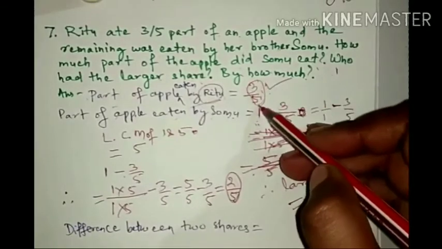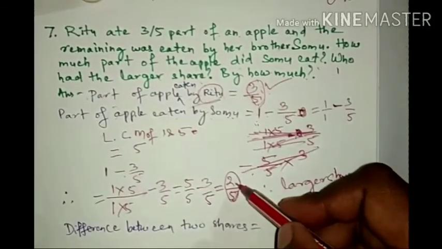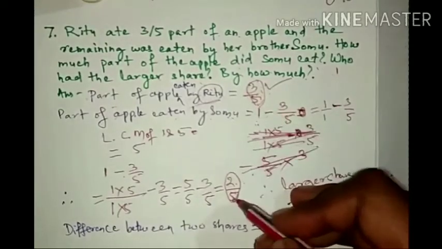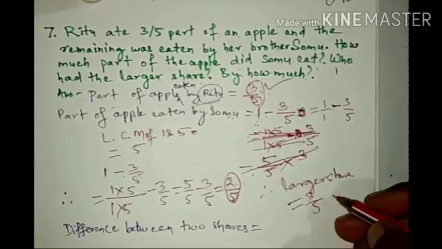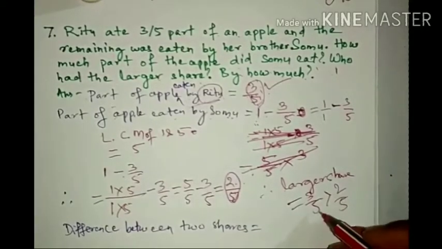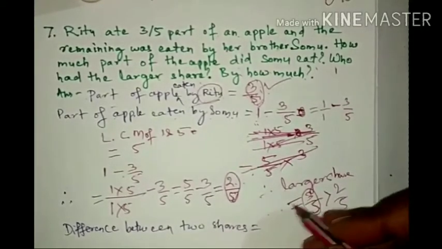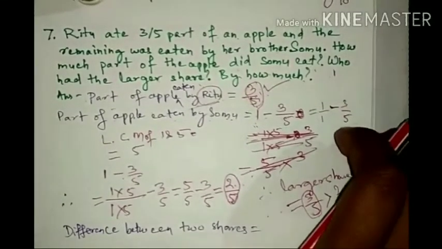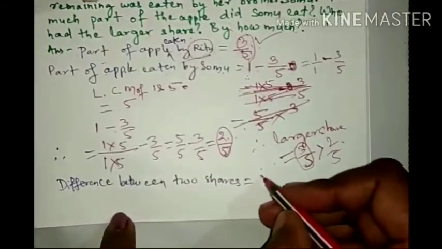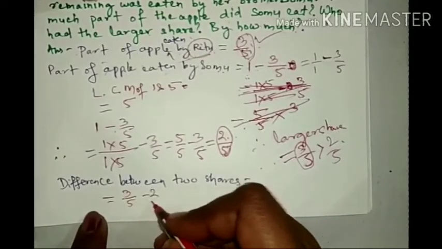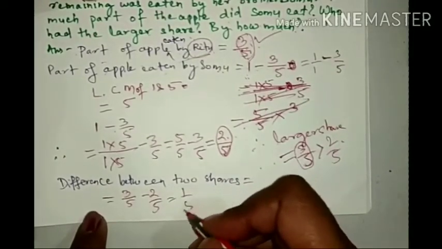Look, Ritu has eaten 3 by 5 and Somu's part is 2 by 5. So from 3 by 5, 2 by 5, which one is greater? 3 by 5 is larger than 2 by 5. So Ritu's share is larger than Somu's share. So look at this. Difference between two shares means equal to 3 by 5 minus 2 by 5 equal to 1 by 5.